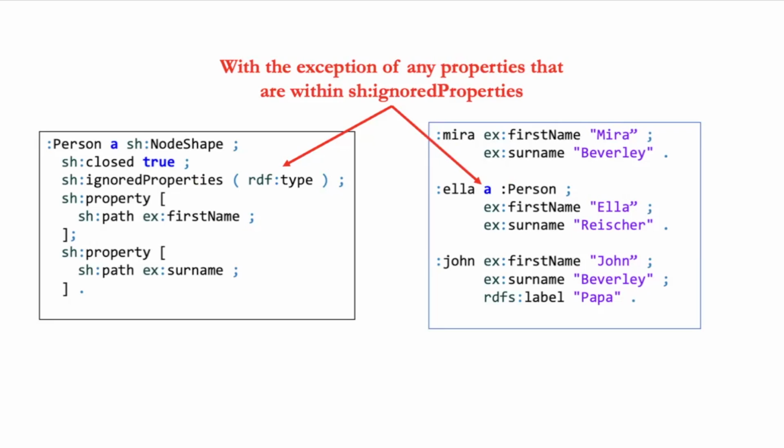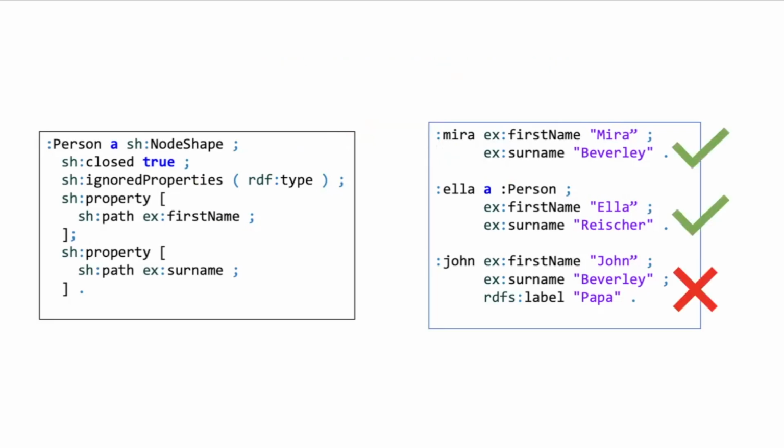Surprise, it's Papa. I have an RDFS label. That's not one of the exceptions. Closed world assumption. That's what it means, right?